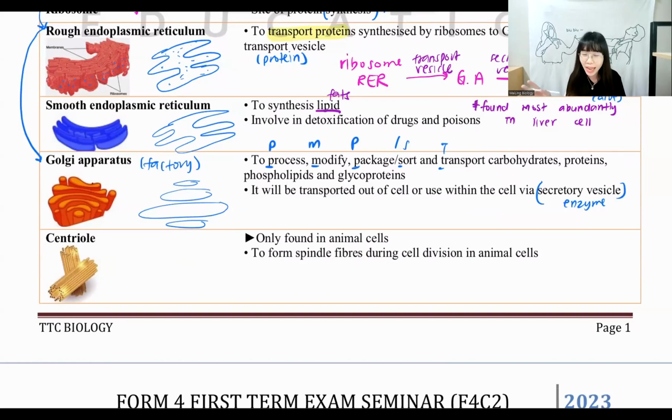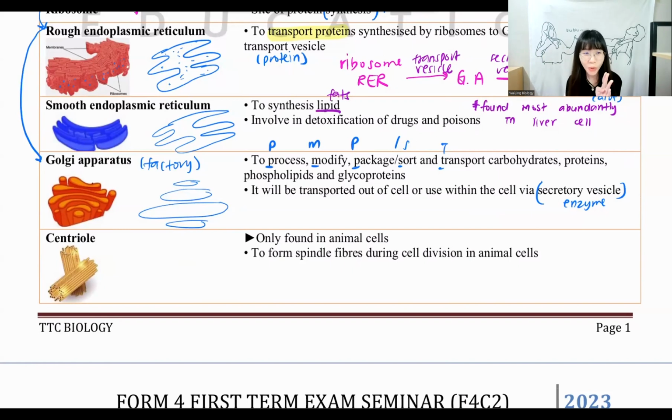If you are wondering, what about plant cell? Plant cell has no centriole. Can they carry out cell division? The answer is yes. They don't have to form spindle fiber from the centriole for plant cell. They will form it from the centromere of the chromosome. They will also have spindle fiber.